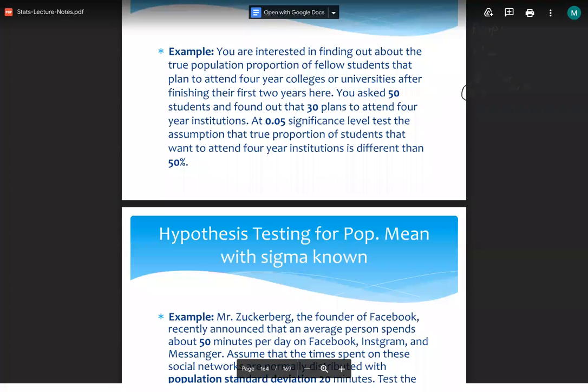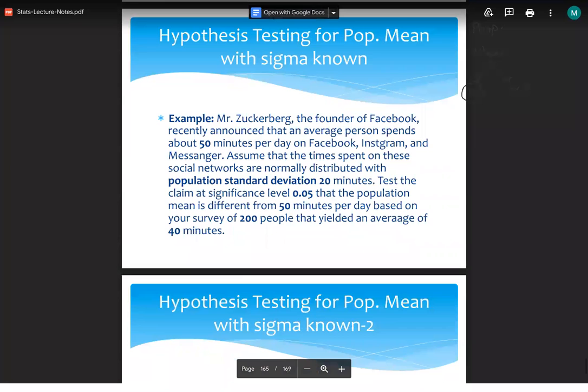We have done hypothesis testing for proportion. Now we're going to do hypothesis testing for mean. Now for mean, there are two scenarios: when you know sigma versus when you don't know sigma. So we're going to do the no sigma part today. So what's the problem here? So hypothesis testing.